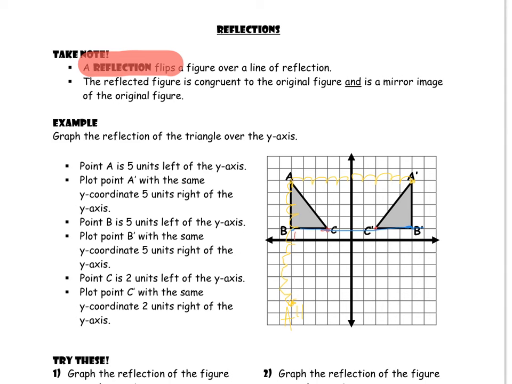B is only 1 hop away from the axis, so I would only go down 1. And that's going to be B double prime. And C is also 1 away, so along that same line, I'm going to draw and put my dot there, C double prime. And then I can make my triangle. So now I have one that's reflected in the y-axis and one that's reflected in the x-axis.